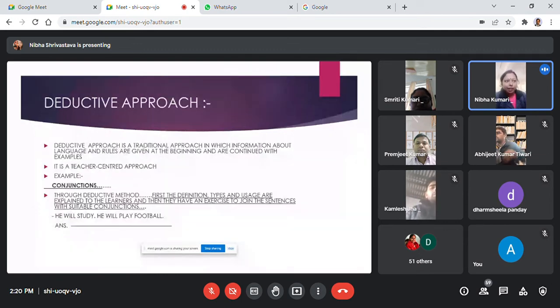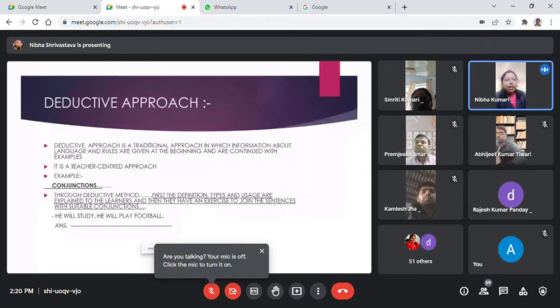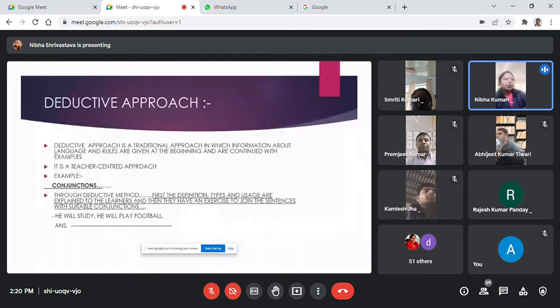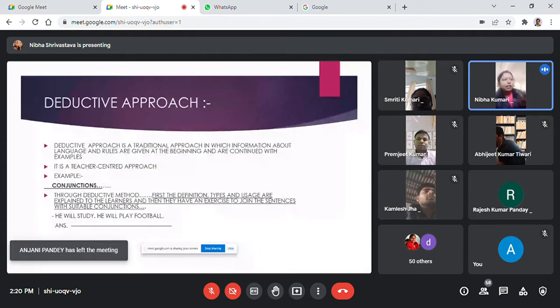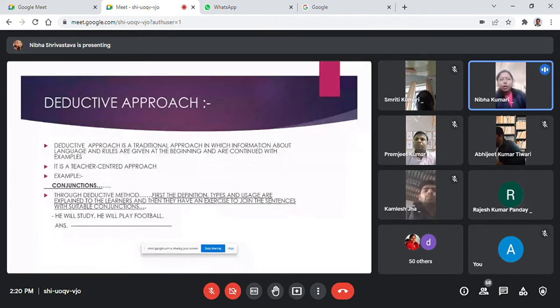We generally do the same, because as per their syllabus, as per their chapters, they have a prescribed book. So we just go with the traditional approach. We first tell them the rules, the structure, and then we continue with the exercises. So basically, the deductive approach is a teacher-centered approach.